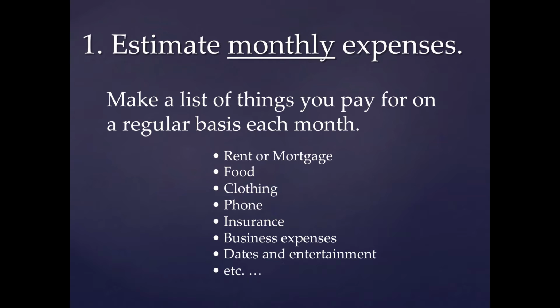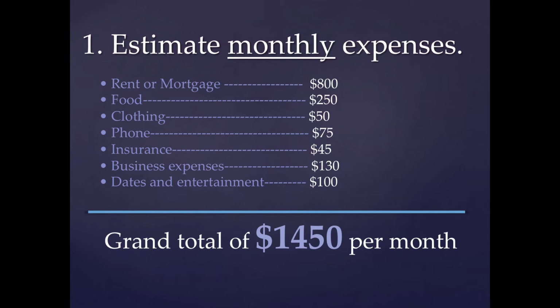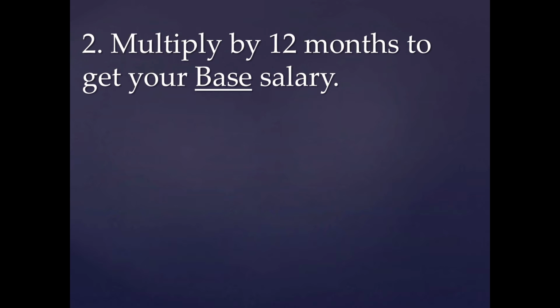Also notice that some of these things may not be paid exactly every month. For instance, I pay my insurance every 4 months. But give a good estimate of what you would normally pay if you had to pay every month. Here we see that Joe has listed out all of his expenses, and he's come to a grand total of $1,450 every month. Next, we need to multiply by 12 months to get our base salary for the year.